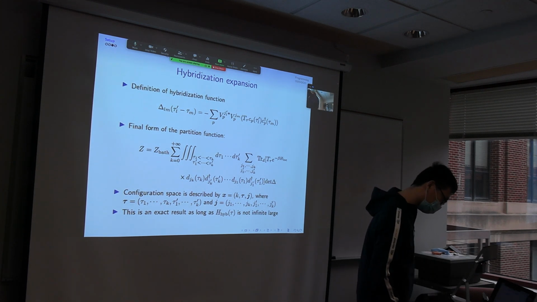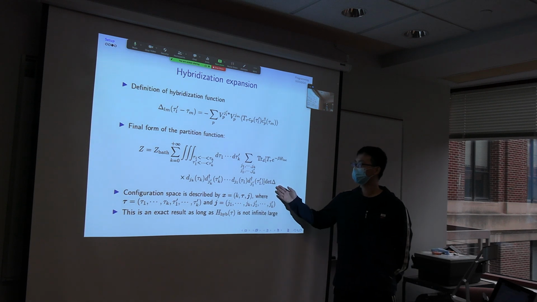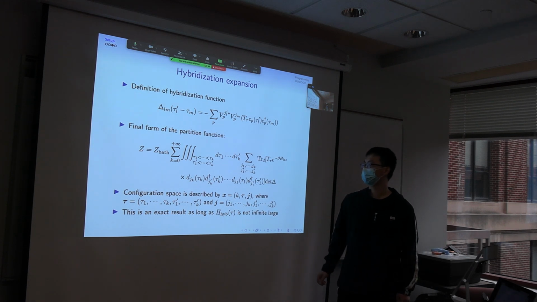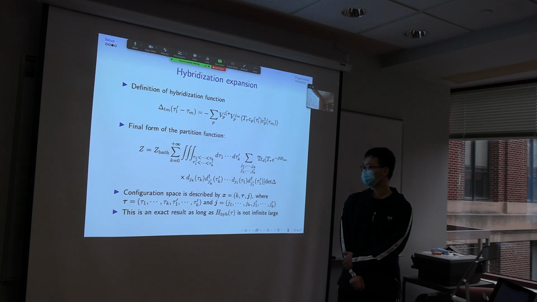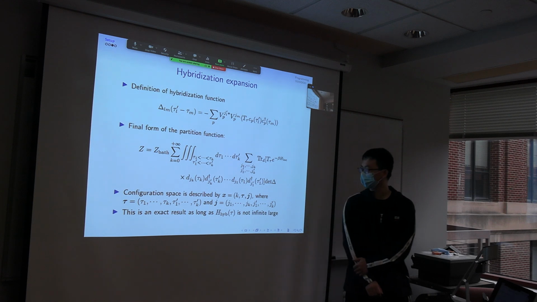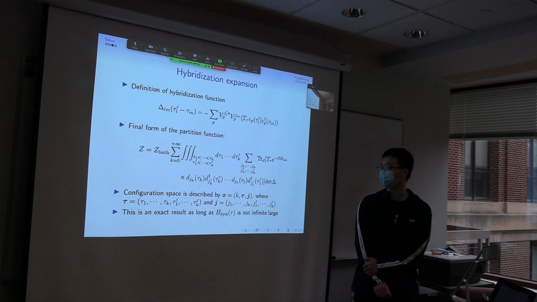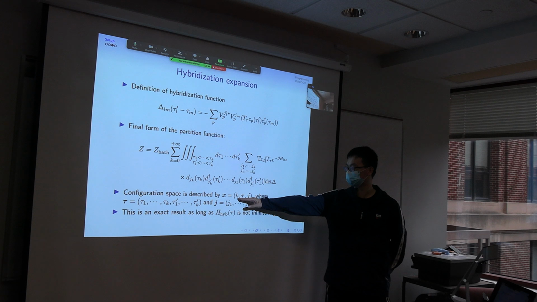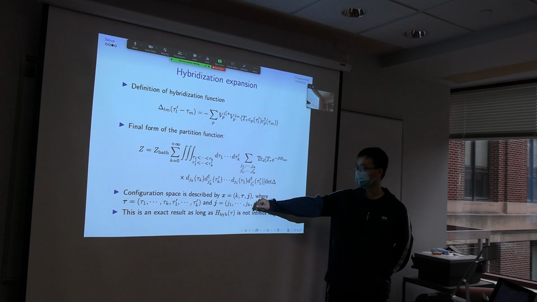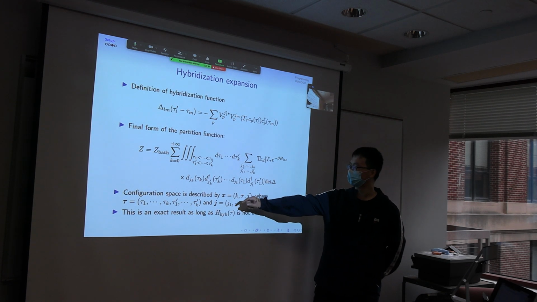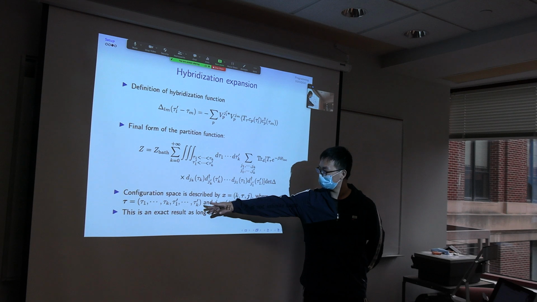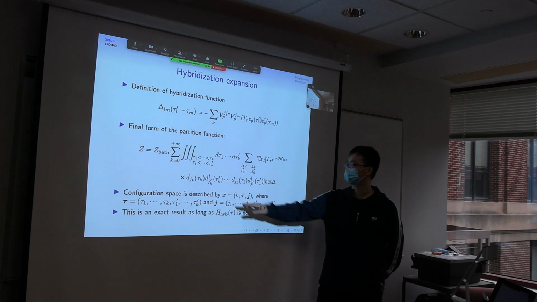Okay, so this is the final expression of the partition function in the hybridization expansion representation. The configuration space is a little complicated. It's mainly described by 3 parameters. K is the order of our expansion in the Taylor expansion. Tau is the vector tau, which means the times for the D and D daggers here.